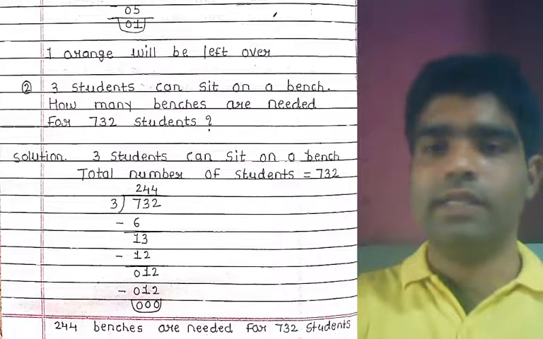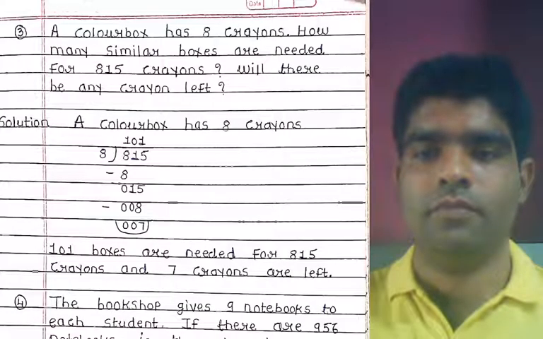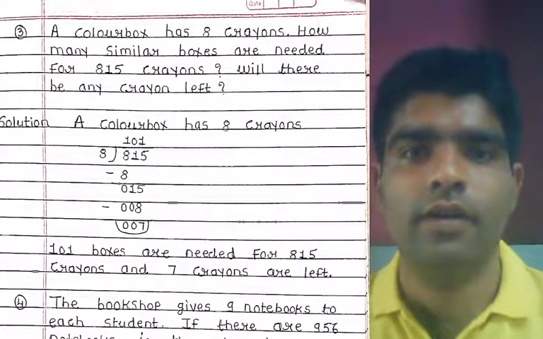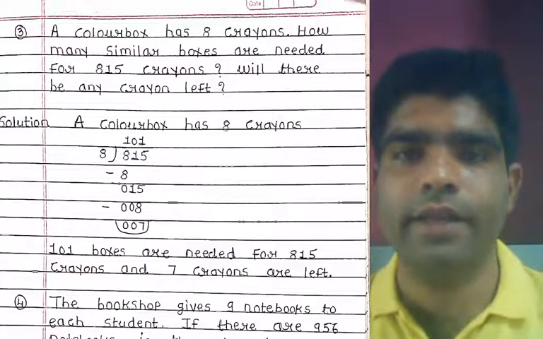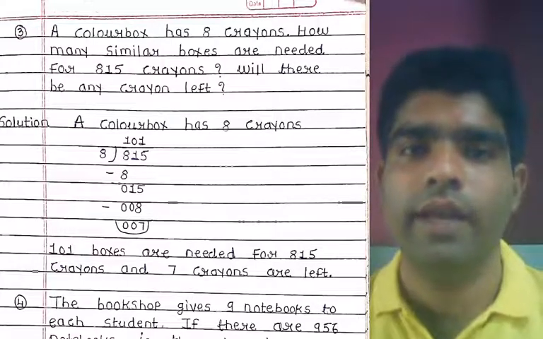Now the next example, start from the next example. So please listen here. Now the next example, example number three. A color box has 8 crayons. How many similar boxes are needed for 815 crayons? Will there be any crayons left?